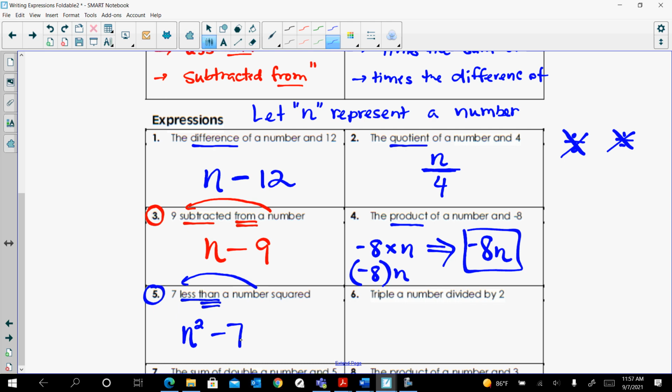All right, we have triple a number divided by 2. Okay, what does triple indicate? So how would I write triple a number? Yep, 3n. Then we have divide by 2. So that means the division bar, the fraction bar, and the 2 is at the bottom. 3n over 2.